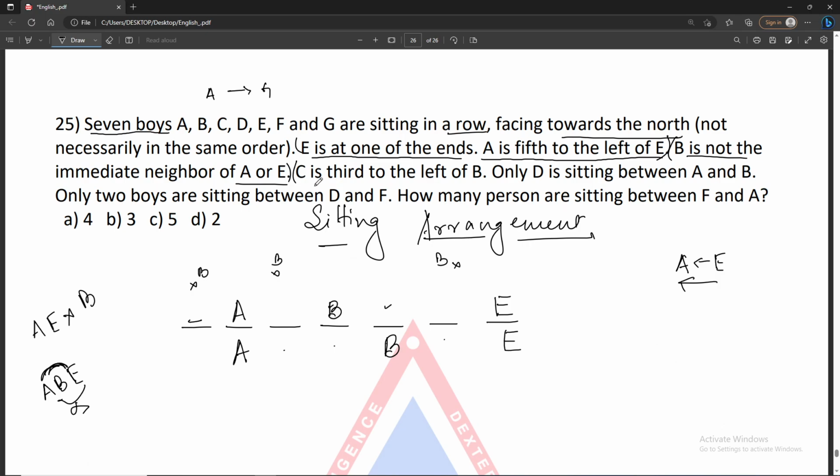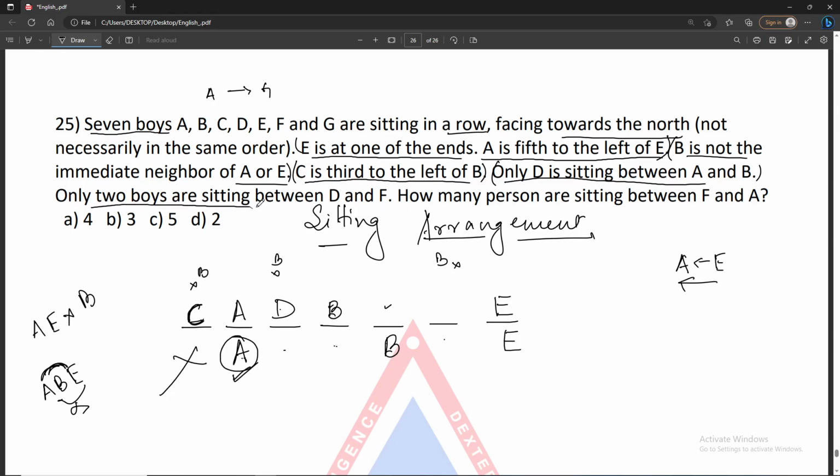Okay. Next we have C is third to the left of B. In the second case, first, second, third to the left of B, we cannot write C because A is already occupied here. So C should be here, and this case cancels out. Now only D is sitting between A and B. So between A and B, only D should be here.